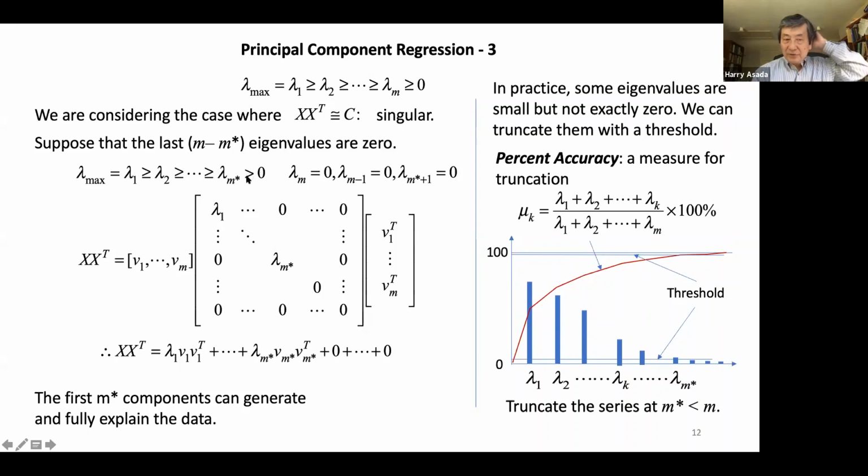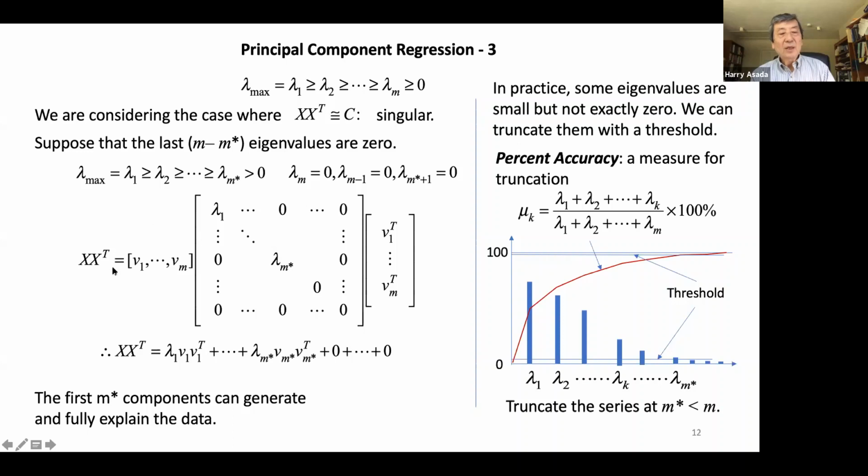So if it's singular, this must have 0 eigenvalues, right? This is the smallest one, that should be a 0, right? But maybe the second from the last, lambda m minus 1, is 0, and some number of eigenvalues must be 0. On the other hand, up to m star, you get the non-zero lambda.